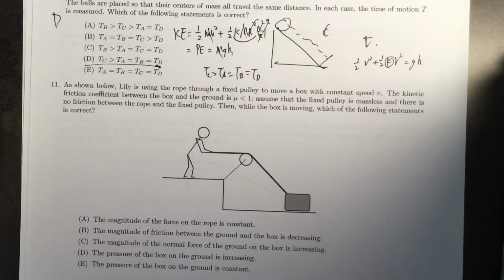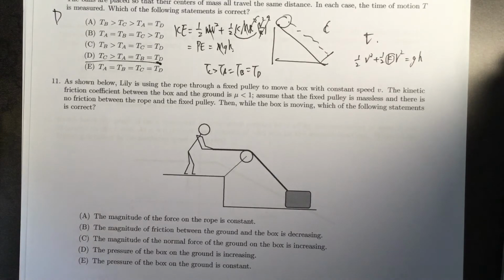Question 11. As shown below, Liddy is using a rope through a fixed pulley to move a box with constant speed v. The kinetic friction coefficient between the box and the ground, mu, is less than 1.